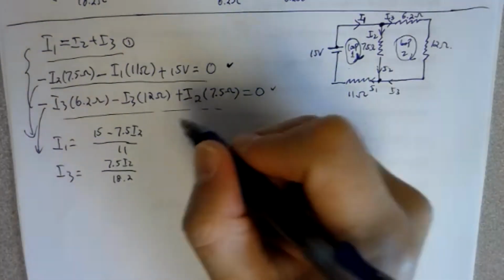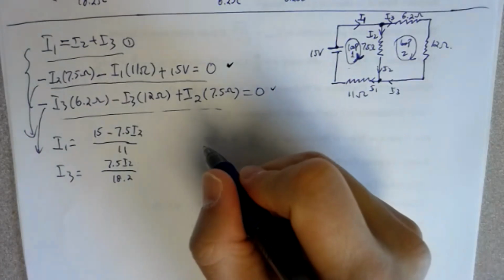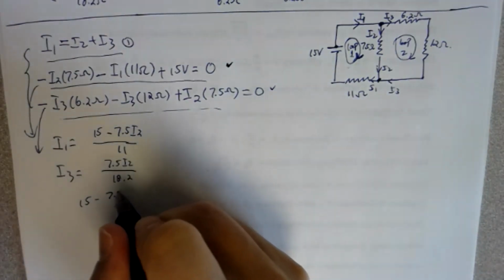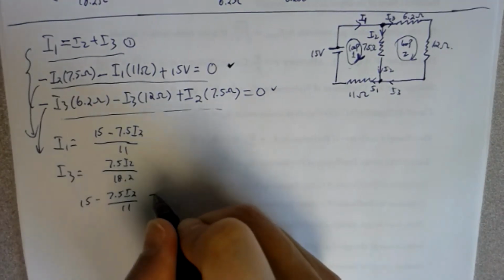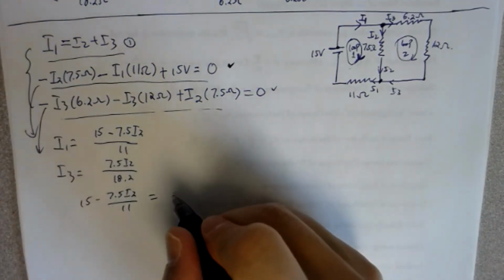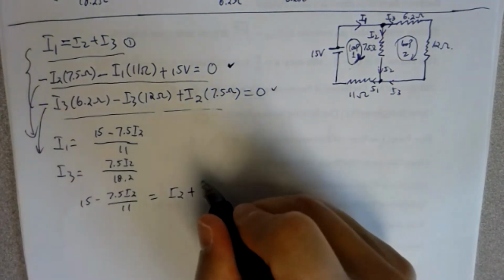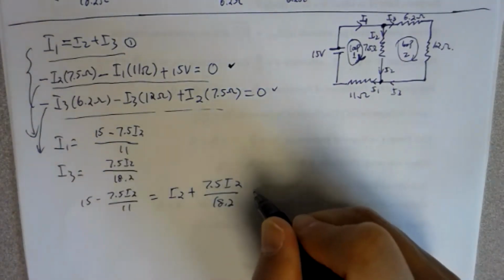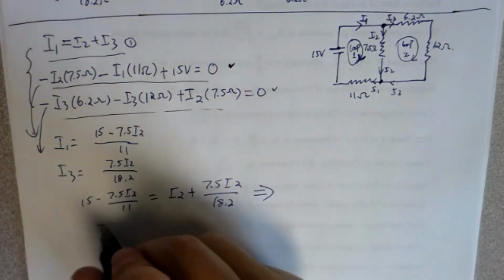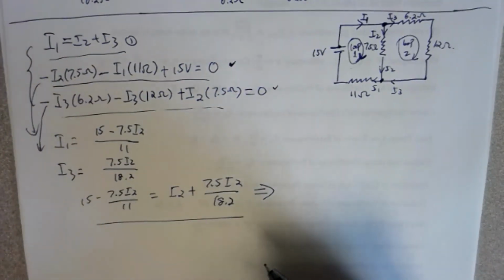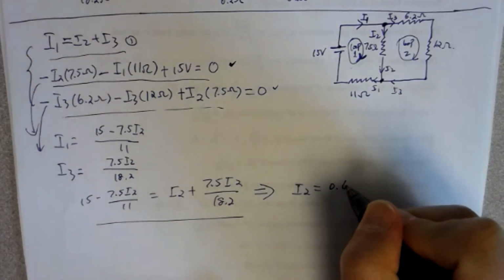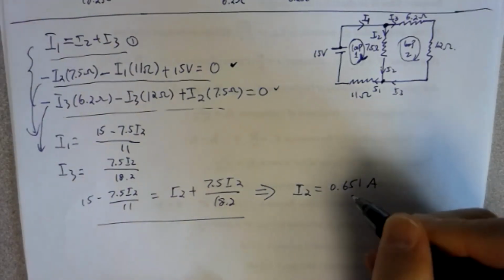Then take this back to the first equation. So you'll get I1, 15 minus 7.5 I2 over 11, equals I2 plus I3, which is 7.5 I2 over 18.2. Now you have one equation that just has I2 in it. You rearrange the terms and you get I2 equals 6.51 amps.